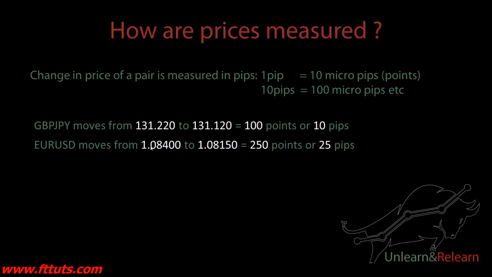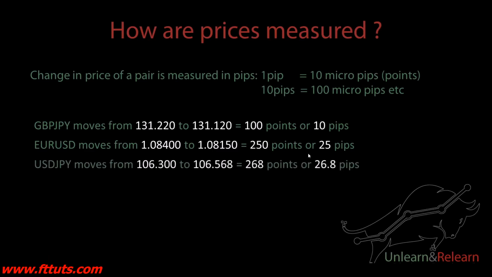Let's say I had a sell order at 1.08400 and price moved down to 1.08150. This means there was a change of 25 pips, so now I'm positive 25 pips. But if you had a buy order at this point, then you're going to say I'm in negative 25 pips.